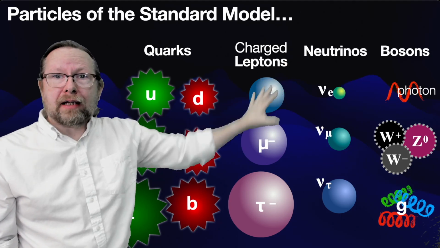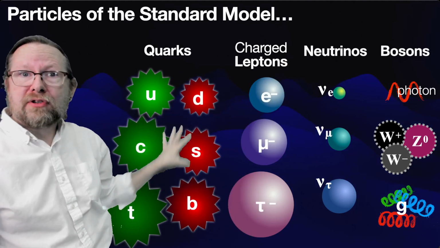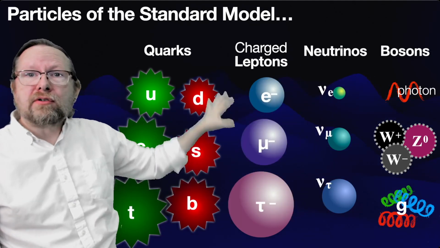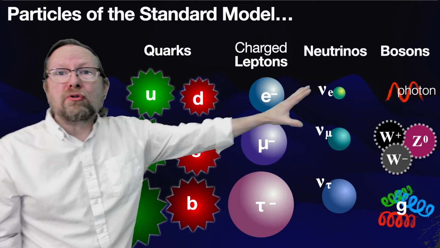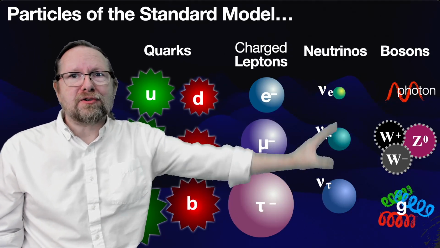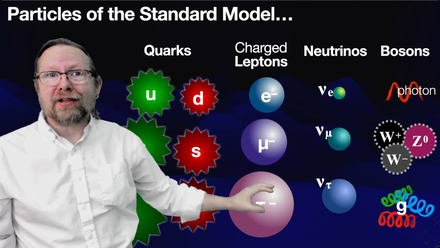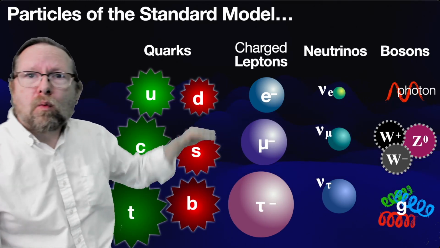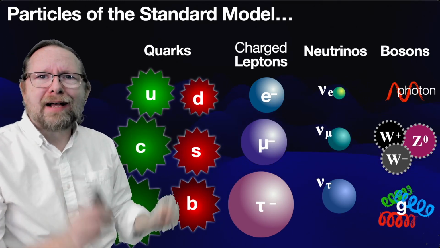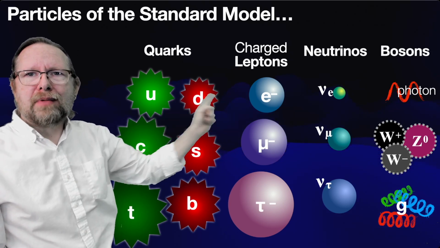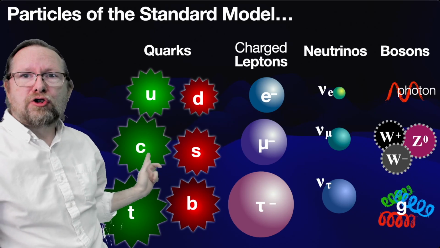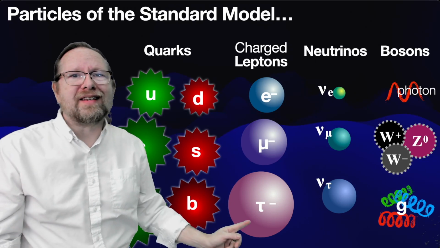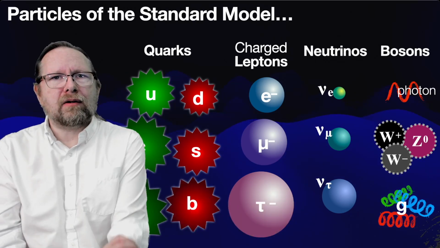Some of them feel electricity. Some of them feel electricity and the strong force. Some of them only feel the weak force. By the way, electrons and quarks also feel the weak force, but the neutrinos only feel the weak force and no other forces. So weak and electric, strong, weak, and electric. Interesting. But notice that they all come in three, we call them families. The light one: up, down, electron, neutrino. The heavier ones: charm, strange, muon, neutrino. And then some really heavy ones: the top quark, the bottom quark, the tau lepton, and the tau neutrino.